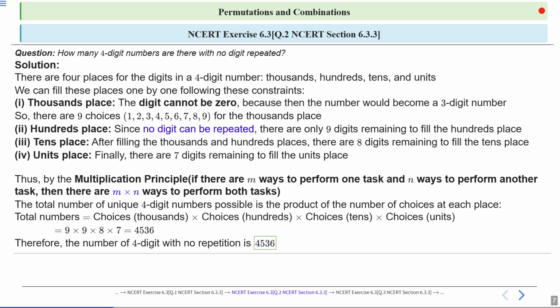Therefore the total number of 4-digit numbers with no repeated digits is 4536. So this is our final answer. I hope it is clear to all of you. Now let's move to the next question.